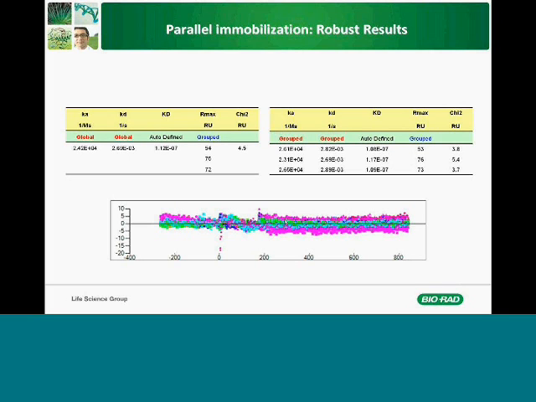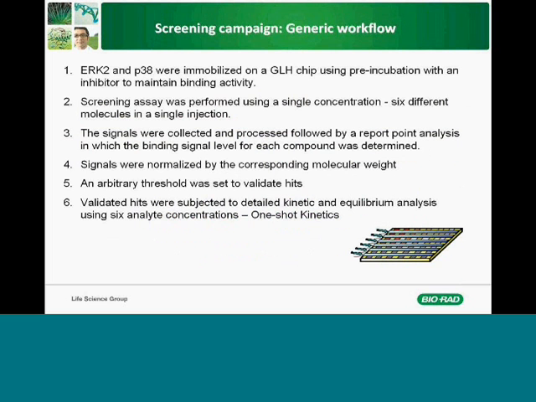So for the screening campaign itself, a few points to describe the experiment. We used ERK2 and P38. We immobilized them on a GLH chip, and of course we used this methodology of protecting the binding site. So we incubated it with a known inhibitor, and then of course, we had 96 well plates, commercial well plates of known inhibitors, potential inhibitors for different kinases.